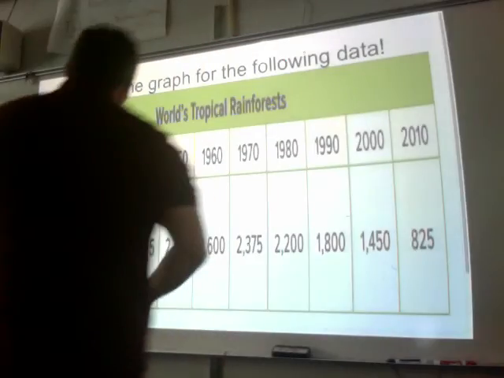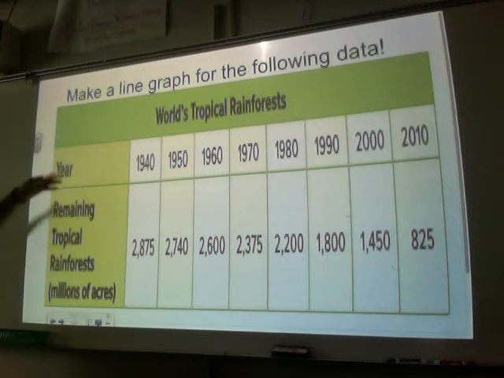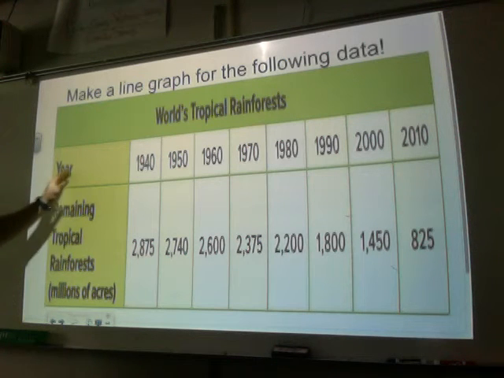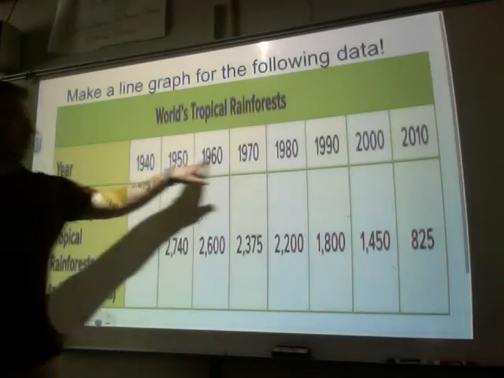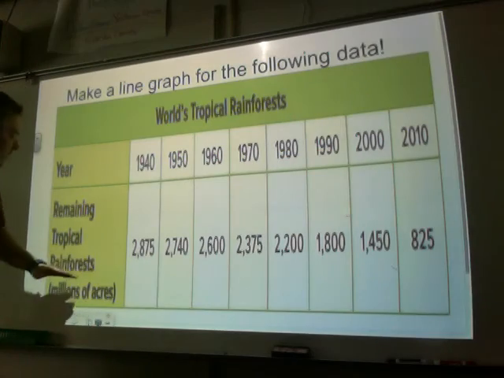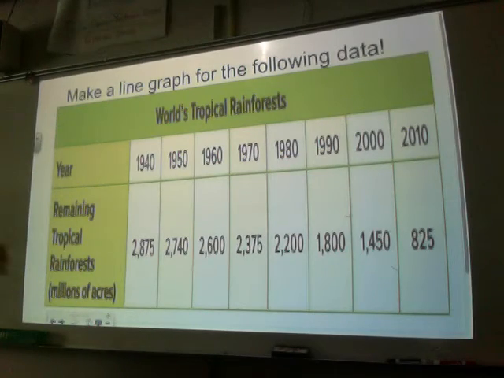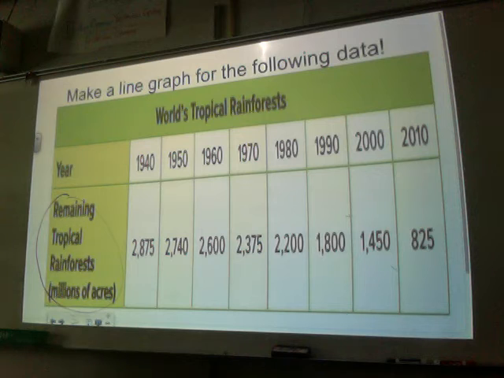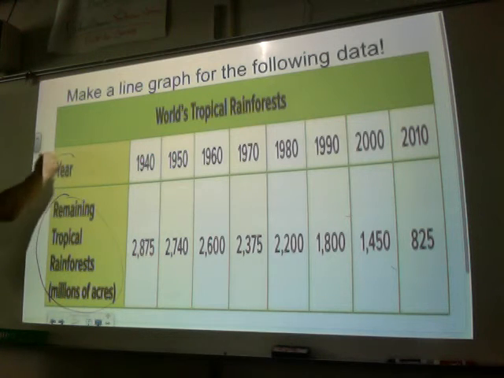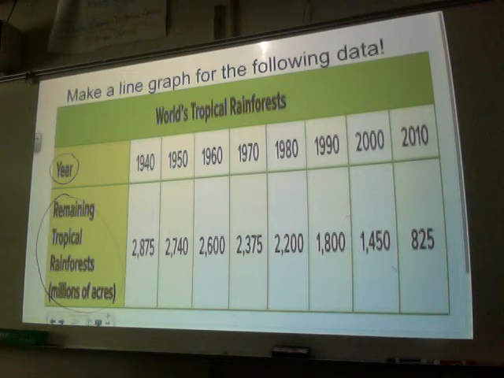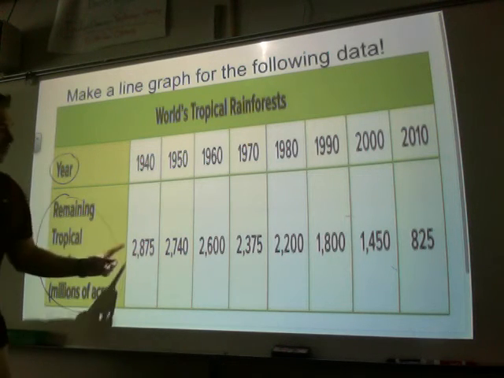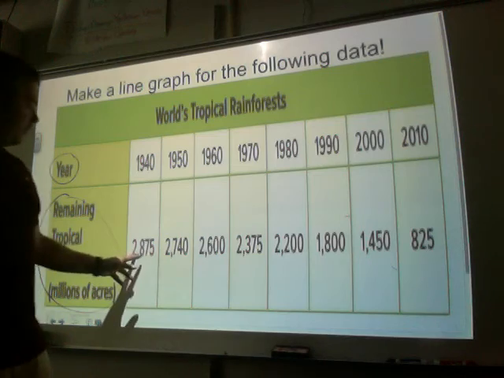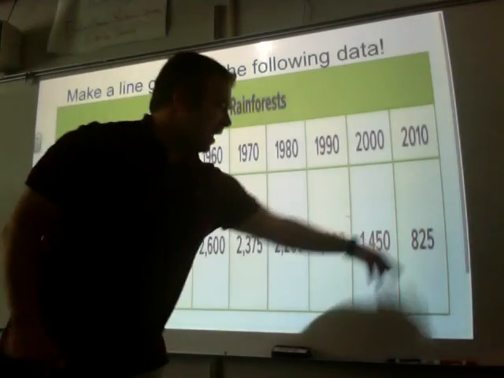So what you have to do is your X, remember, left to right, will be your years. And then vertically, your Y will be your remaining tropical rainforest, millions of acres. So you have to label your graph. You have to label that as your Y-axis, and you have to label that as your X-axis.